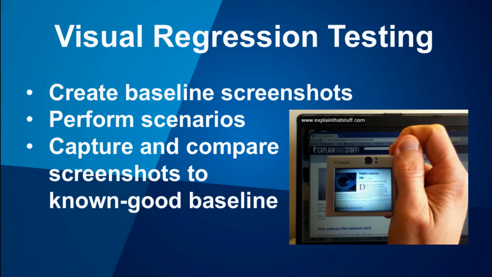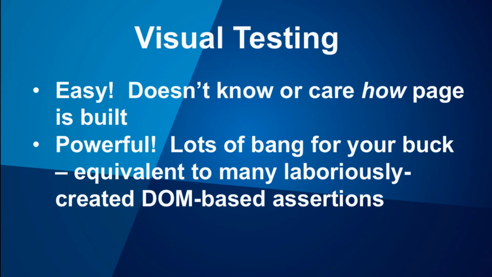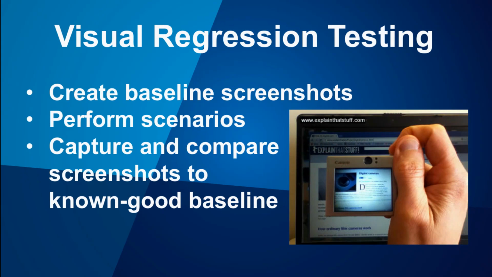Now, visual regression testing is just a fancy word for screenshot comparisons. So the typical flow for this is you create a bunch of baseline screenshots. You vet it yourself. You say, this is what I'm expecting to get every time I run the program. Then in your testing, you perform the scenarios, you capture the screenshots again, and you use your screenshot comparison system to compare to your known good baseline.